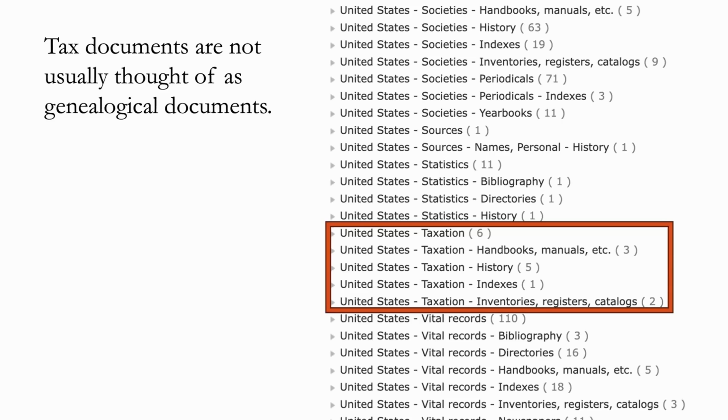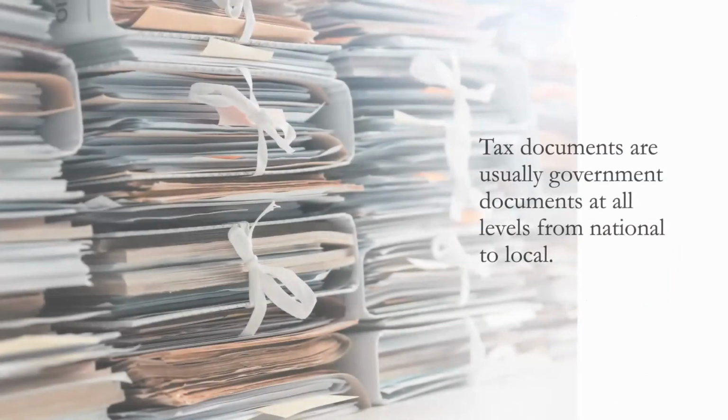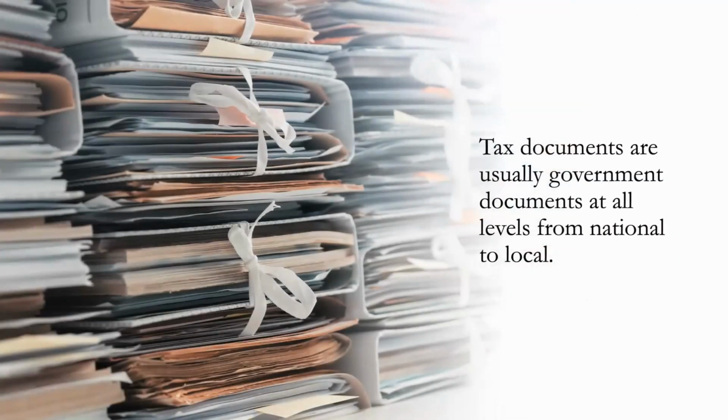You pay city taxes, you pay county taxes, you pay state taxes, you pay federal taxes. You've got taxes on taxes, practically speaking. And so you'd think, well, there's got to be a lot of records out there that are tax documents. And tax documents are usually government documents.